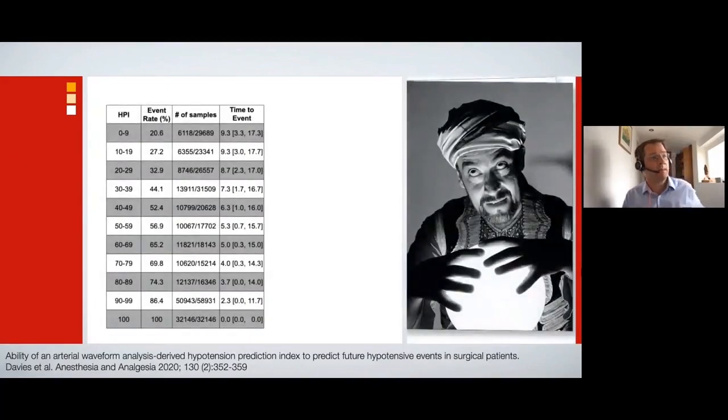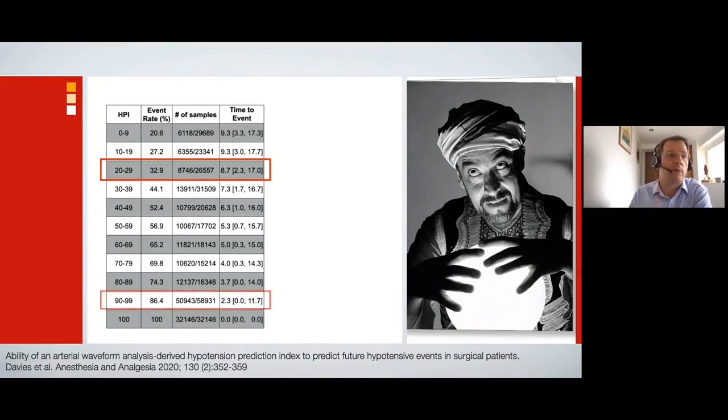This is data from our hospital from one of the papers we published on the subject. We can see here if HPI is between, say, 20 and 29, then roundabout a third of patients will become hypotensive moving forward. Now, on the face of it, that sounds quite bad. But as these patients approach hypotension, the HPI will increase. And if hypotension does occur, it's roundabout 8 to 9 minutes in the future.